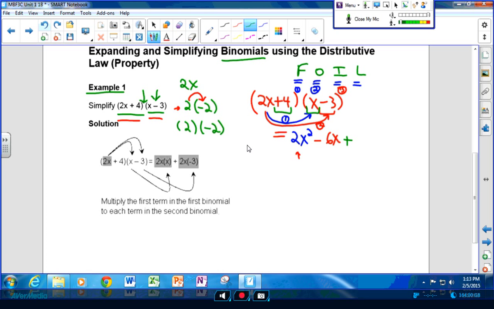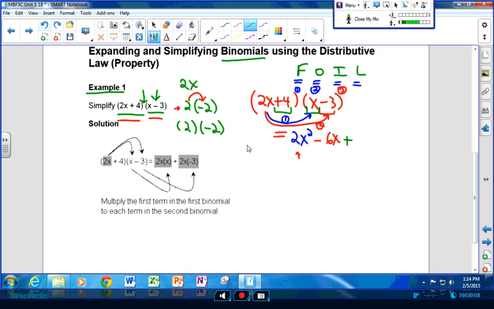Okay. All right. So right now, what page are we on? We're on page 13, and we're just doing an example. Sorry, we're on page 14. We're on the expanding and simplifying binomials using the distributive law.